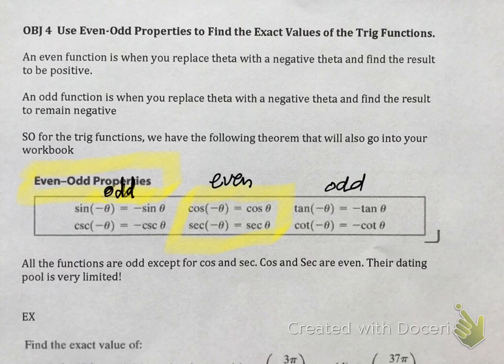So I have a very bad joke for you, but hopefully it'll help you understand which ones are even and which ones are odd. So here it is. Why was cosine attracted to secant? Because all of the other functions were odd.